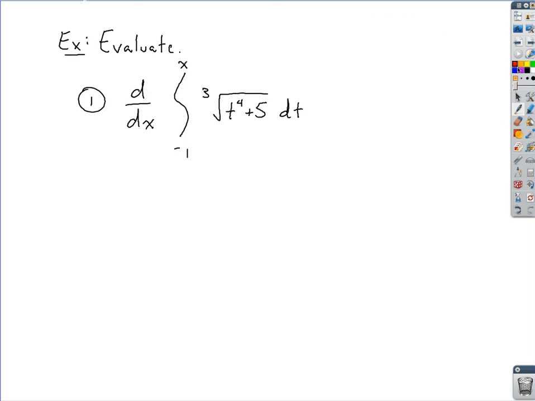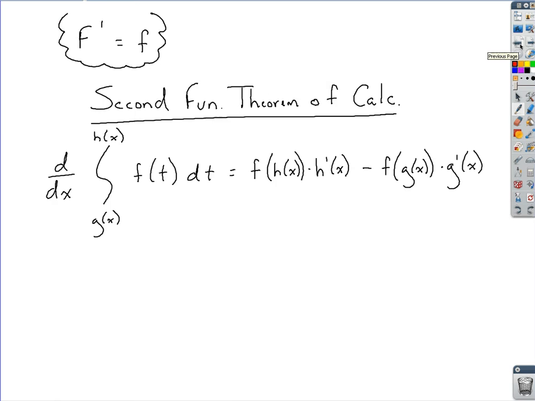Here we go. Taking the derivative of an integral on a defined interval, going to apply the second fundamental theorem. If we look at what the second fundamental theorem states, we've got some function that we're applying all this stuff to. We're going to take this top function here and plug that into the function.